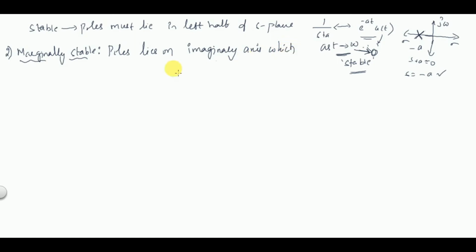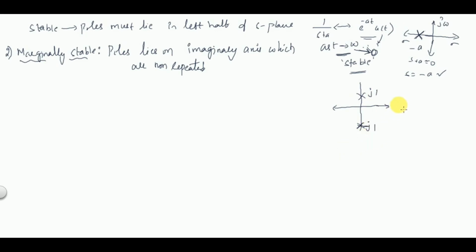Which are non-repeated. Okay, so poles lie on the imaginary axis. So if the poles lie on the imaginary axis, then how will the s-plane look? Like this, complex conjugate poles. If they exist on the imaginary axis, we will always get complex conjugate poles. So suppose j1 and minus j1.